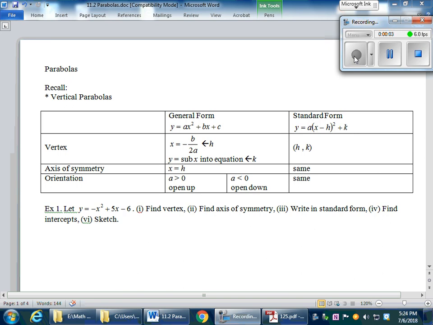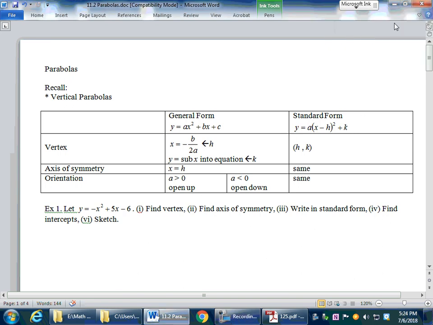11.2 Parabolas. In chapter 9, we looked at parabolas that open upward and downward, and some of the properties, such as the formula to find the vertex. Those are called vertical parabolas. In this section, we're going to review the vertical parabolas and also learn the sideways parabolas, which are horizontal parabolas, opening left or right.